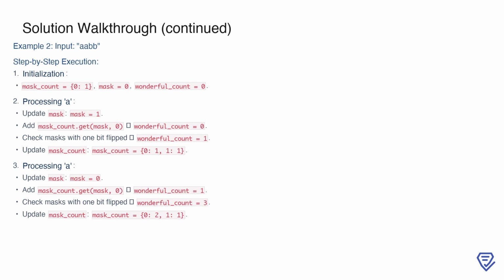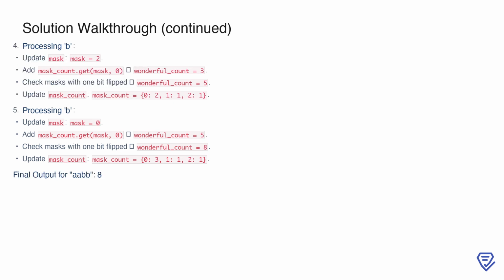Checking masks with one bit flipped, toggling the bit 4 gives a mask of 1, which has been seen once before. Adding this to wonderful_count increases the count by 1, making it 3. Finally, we update mask_count to reflect that mask 0 has now been seen twice. The updated mask_count is 0: 2, 1: 1.